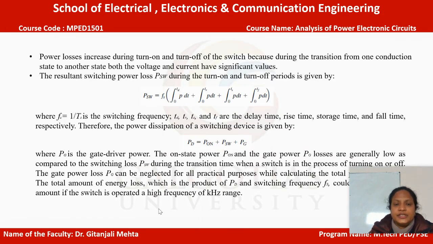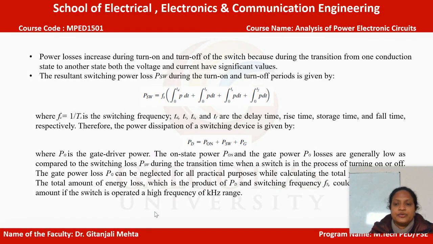Power losses increase during turn on and turn off of the switch because during the transition from one conduction state to another state, both the voltage and current have significant values. The resultant switching power loss PSW during turn on and turn off periods is given as in this particular equation, where Fs, that is equal to 1 upon Ts, is the switching frequency. Td, Tr, Ts, and Tf are the delay time, the rise time, the storage time, and fall time, respectively.